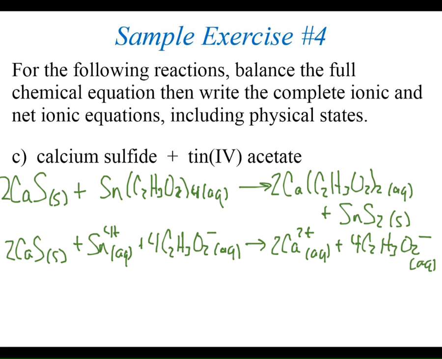And then the solid we leave together, plus SnS2. Alrighty. What are our spectator ions? 4 acetates, 4 acetates. Again, if you don't have the same number on both sides, you did something wrong, like it was 4 and 2 or something. That's your little "whoops, something happened." So just write whatever's left.